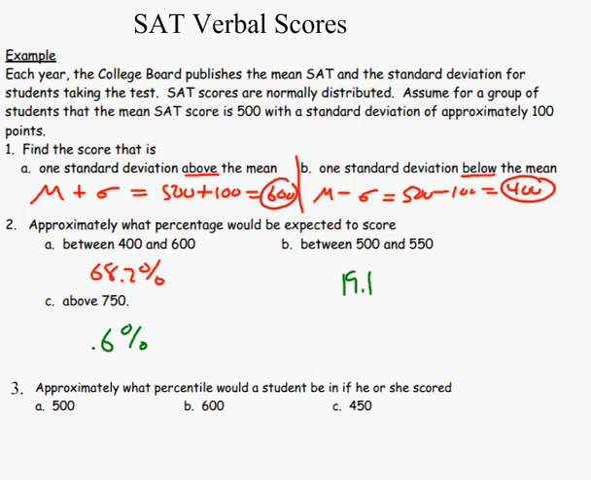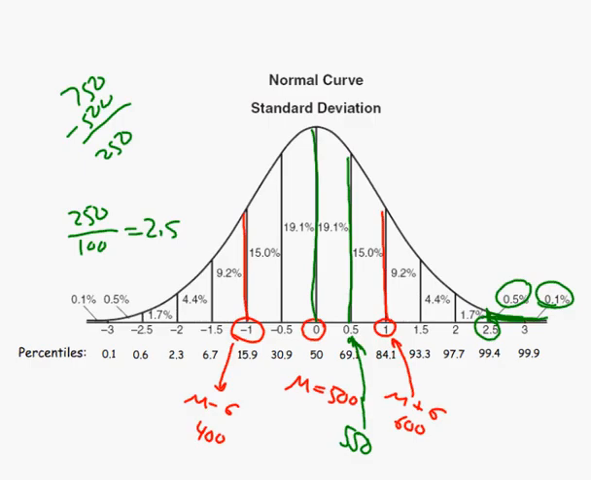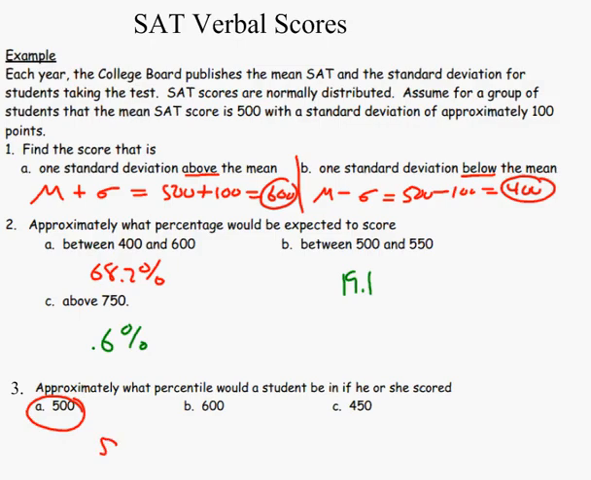So what we're asking here is that if we got a score of 500 on this SAT, in this made-up example, what percentile would you be at? Well, we go back to our chart. We know that 500 is located at the middle of the distribution, which is the 50th percentile. That didn't take too much work.